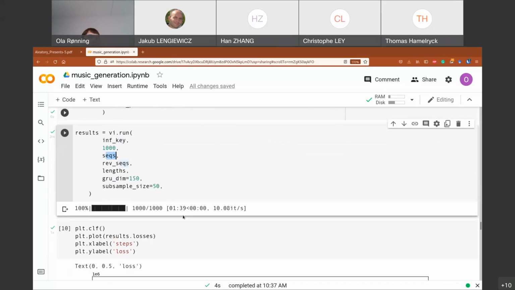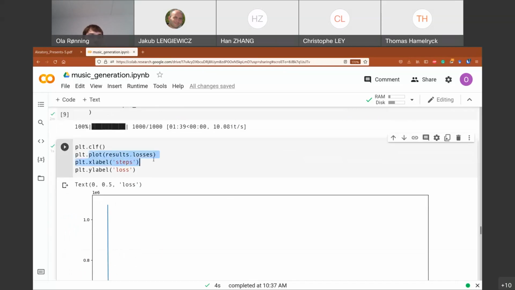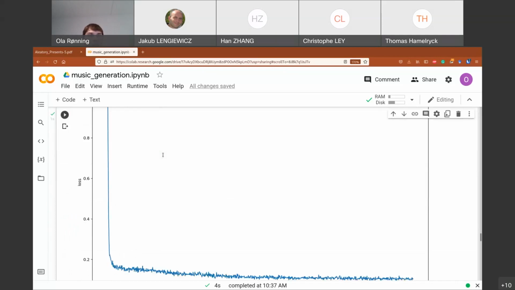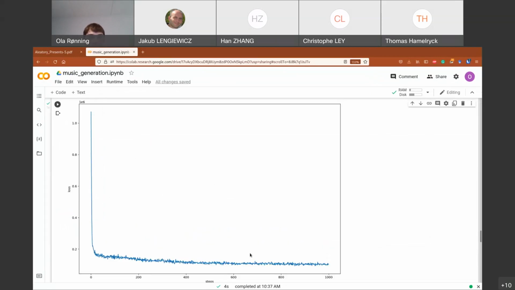And then we get this results object back, and what that contains is the Stein force computation at each of our time steps. Let me just make this slightly smaller. I hope this is still visible. So we have a step here and our Stein force, or our loss here.